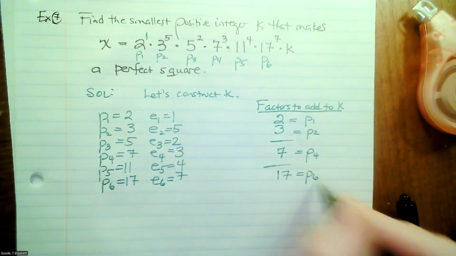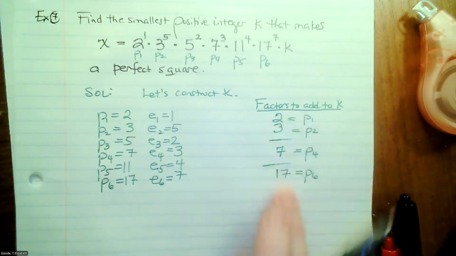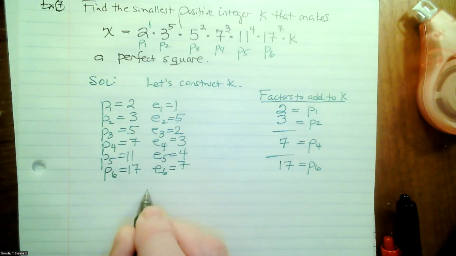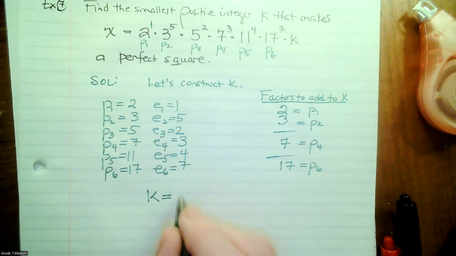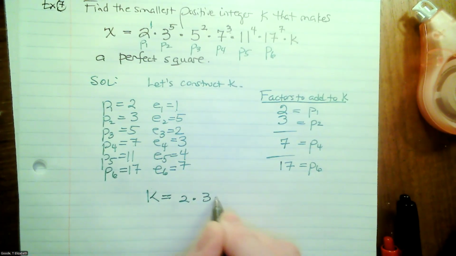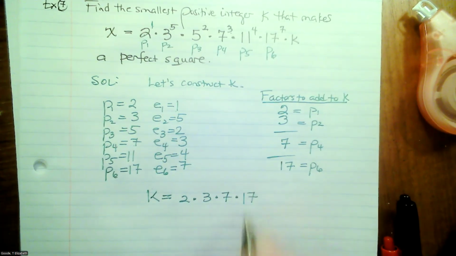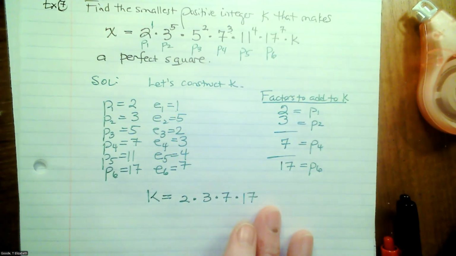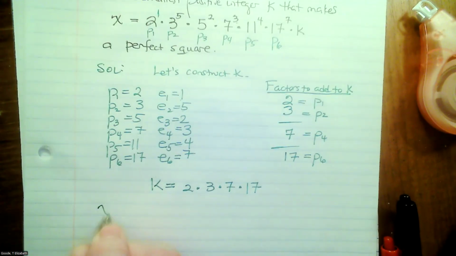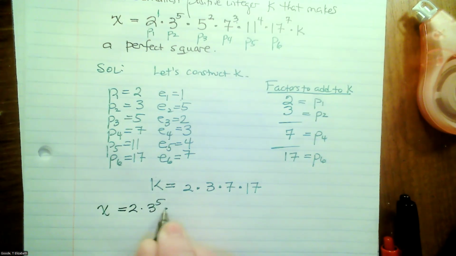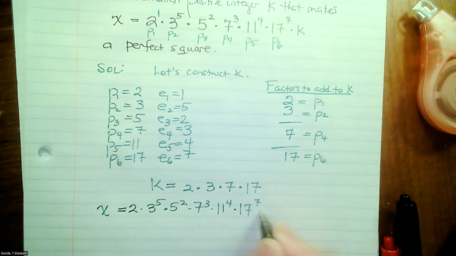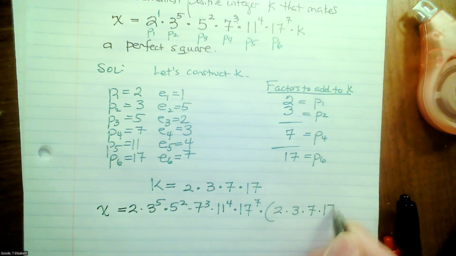So these are the factors we need to throw into K. K is going to be 2 times 3 times 7 times 17. We don't even have to multiply that out. So finally, X is now 2 times 3 to the 5th times 5 squared times 7 cubed times 11 to the 4th times 17 to the 7th times K, but K is 2 times 3 times 7 times 17.